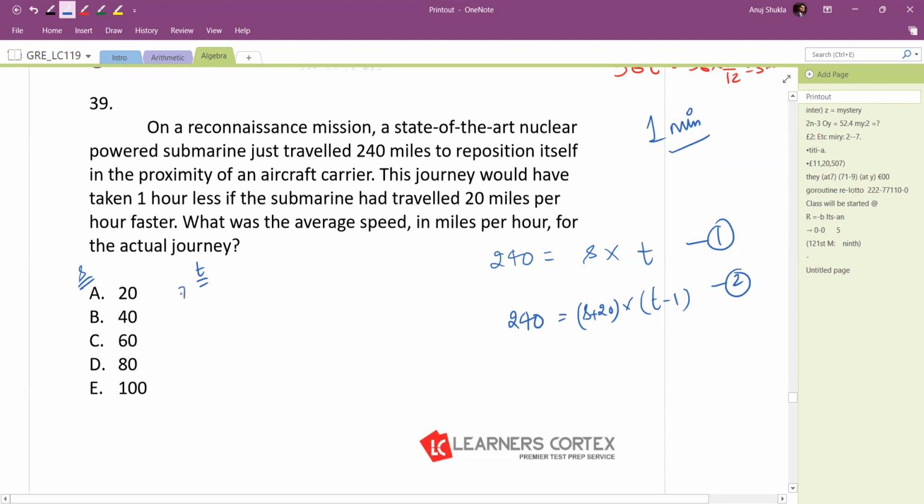So with 20, what is the answer of t you will get from here? 140 divided by 20 is 7, so t is 7. 20 into 7, the answer is 140. But what do you need? You need 240. So this is not the answer. Next, 40, t is 5, this is 200, not the answer. Then 60, t is 4. 6 into 60 into 4 is 240. So this is the answer. That's it. I have told you this method at least 2 or 3 times, right?